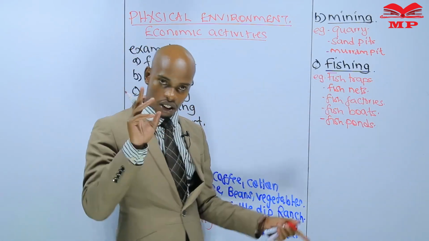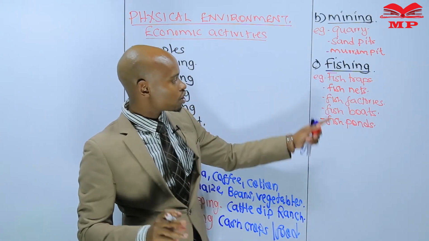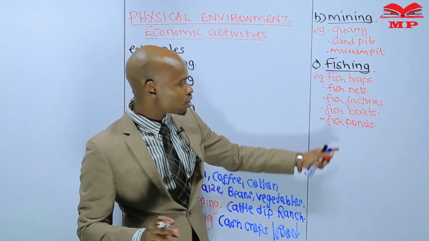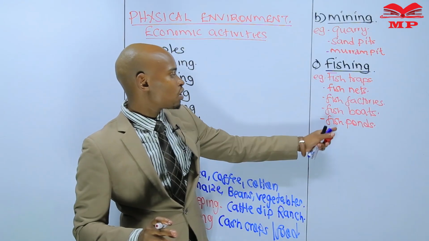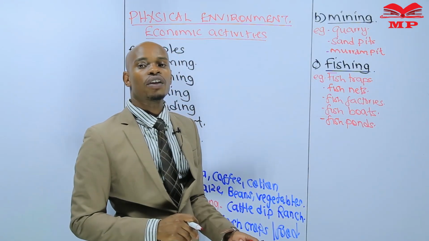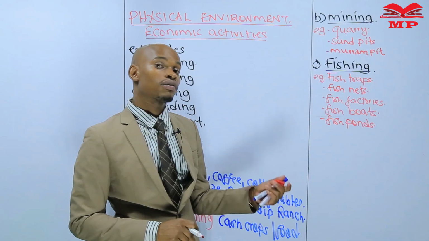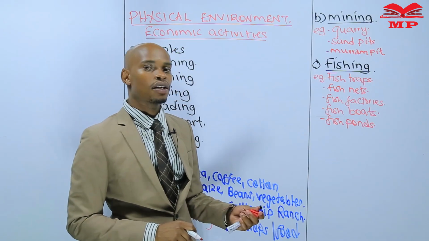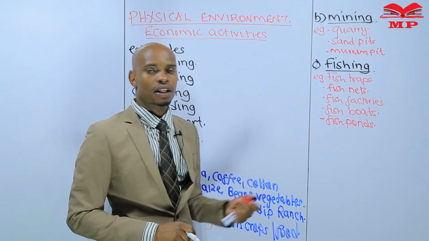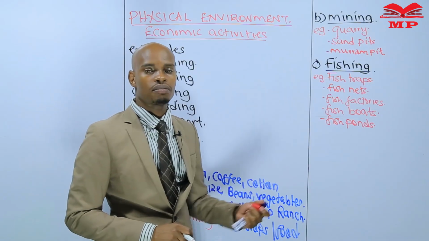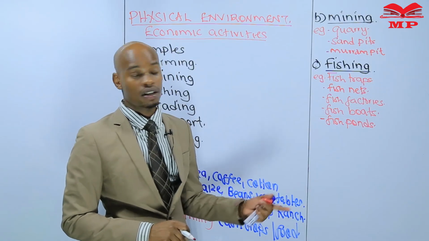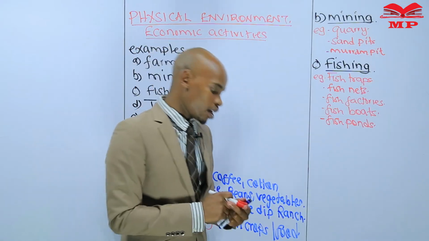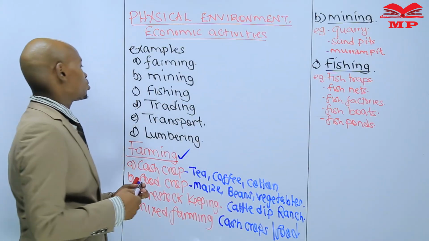Fish traps, fish nets, fish factories, fishing boats, fish ponds, all of them tell you there is fishing. And I want to repeat my warning: a lake or a river or a dam alone does not necessarily mean there is fishing. Now, let's go to trading.